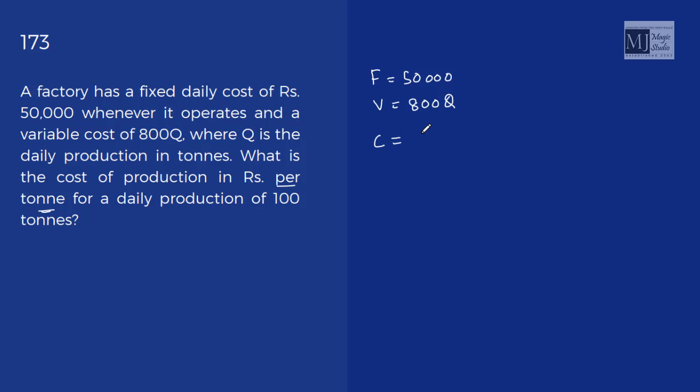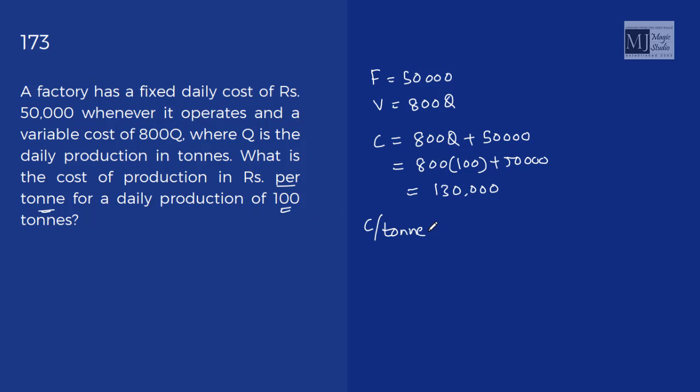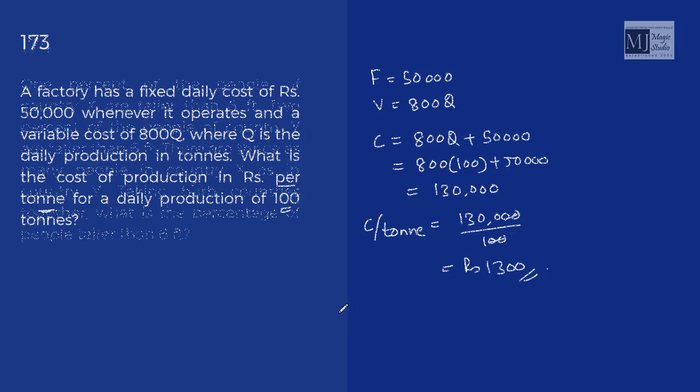So cost of production is 800 Q plus 50,000, where Q is 100 tons. So it would be 800 into 100 plus 50,000. 80,000 plus 50,000 is 130,000, rupees 1,30,000 for 100 tons. So cost of production per ton is 1,30,000 by 100, rupees 1,300. Cost of production is rupees 1,300 per ton.